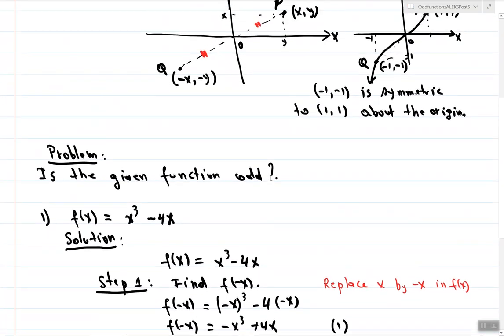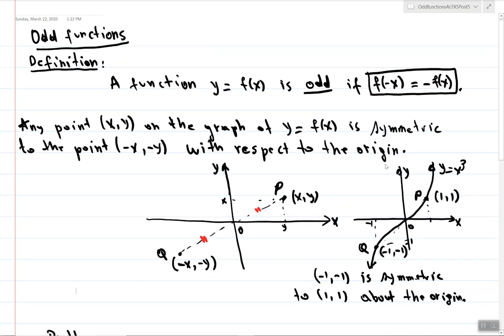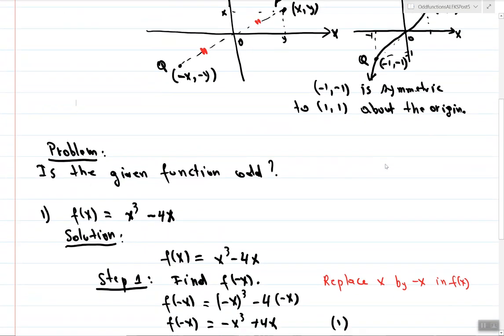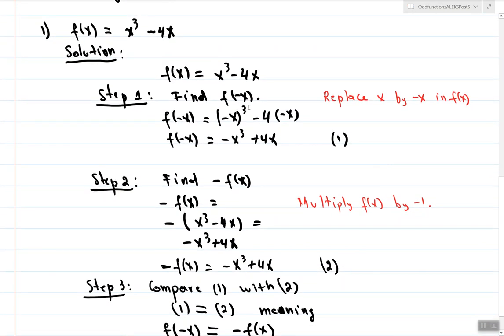Why? Because if you go by definition, it tells you that for a function to be odd, this equation must be satisfied, meaning f of negative x must be equal to negative f of x. So the first step is to find f of negative x. What is f of negative x?